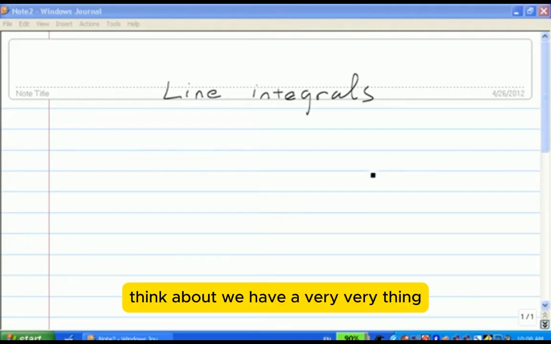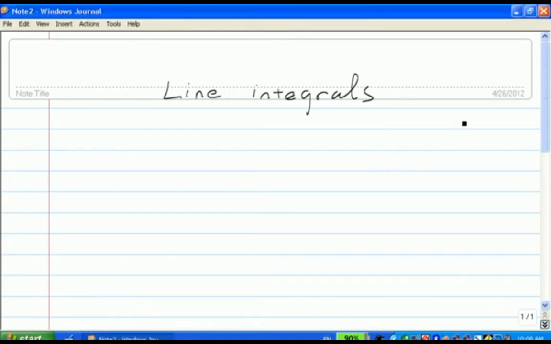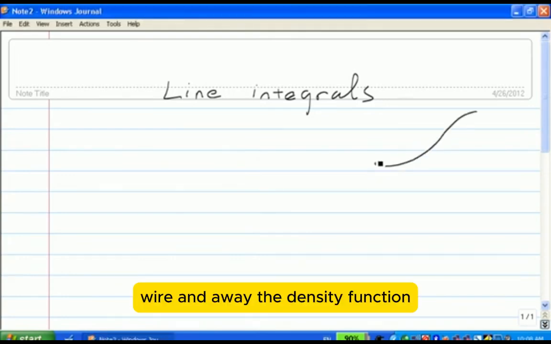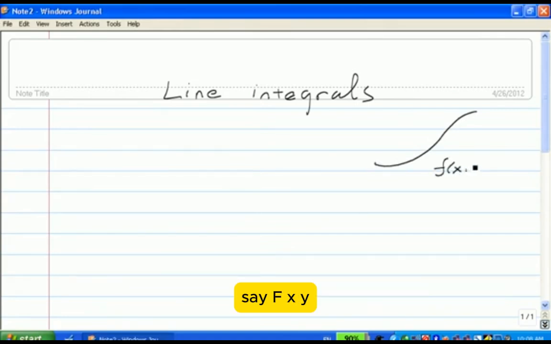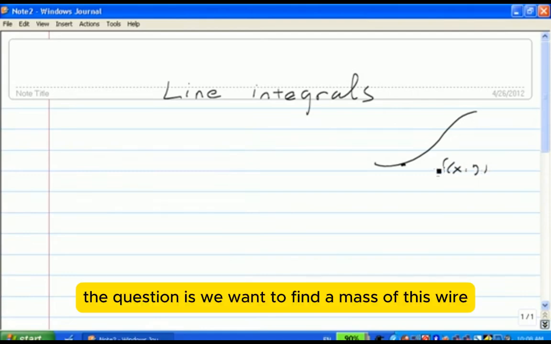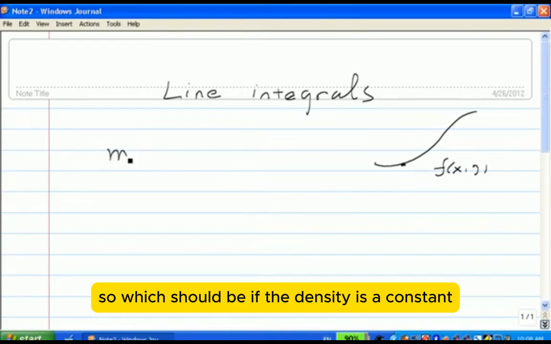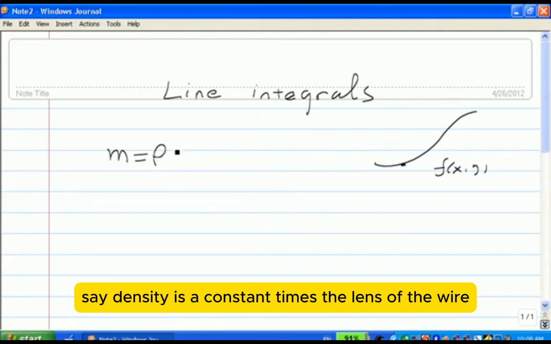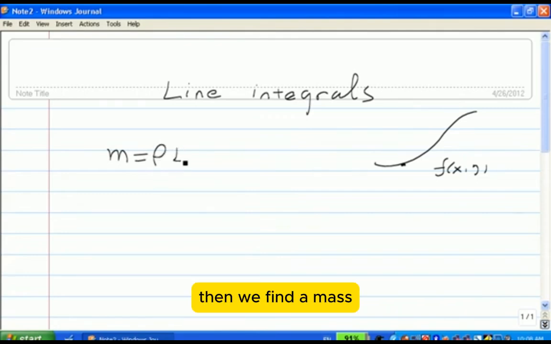Think about we have a very thin wire, and with a density function, say f(x, y). For every point (x, y), you have a density. Now, if the density is a constant, we want to find the mass of this wire. If the density is a constant times the length of the wire, then we find the mass.